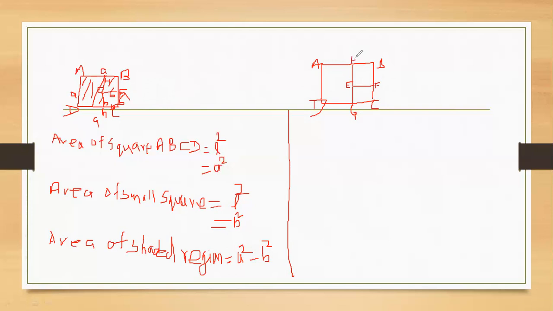This total length was a. Now this was b, then this remaining part will be a minus b. Now if this is a minus b, then this will also be a minus b, because opposite sides are equal. This will also be a minus b. Now this is also a minus b.